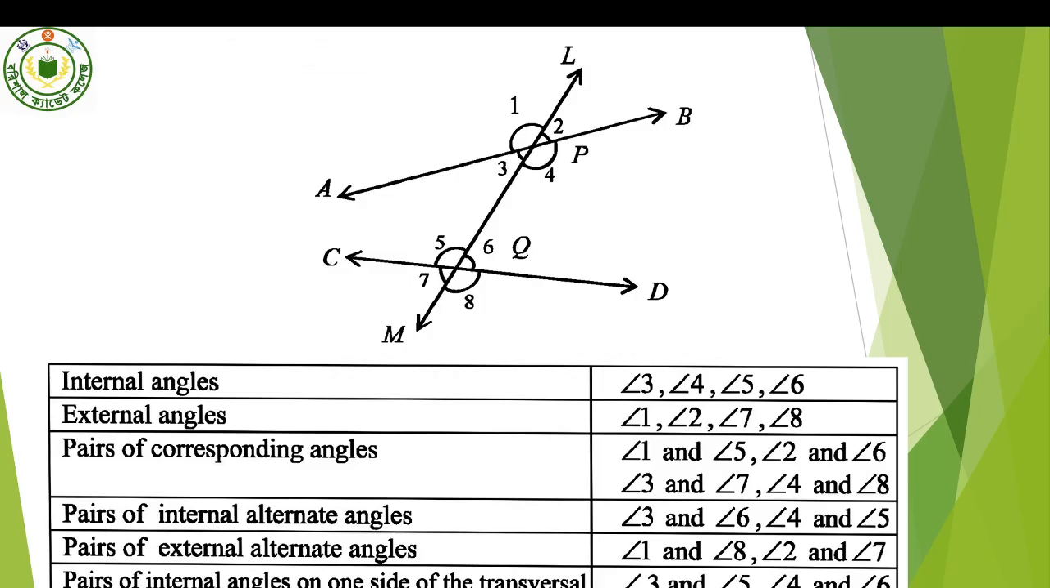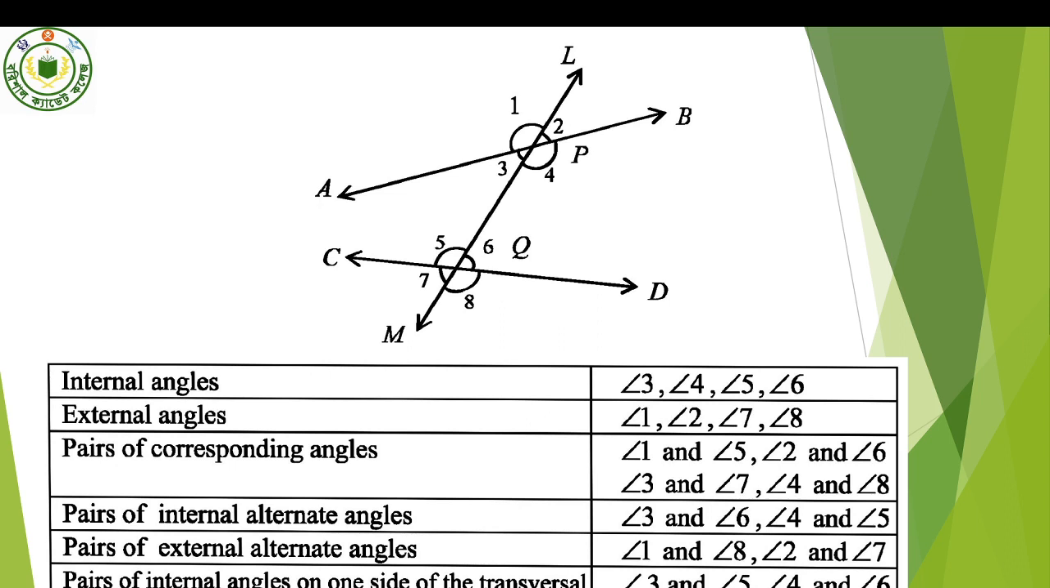Now identify internal angles, external angles, pairs of corresponding angles, pairs of internal alternate angles, pairs of external alternate angles, pairs of internal angles on one side of the transversal. In your book, you all find it.